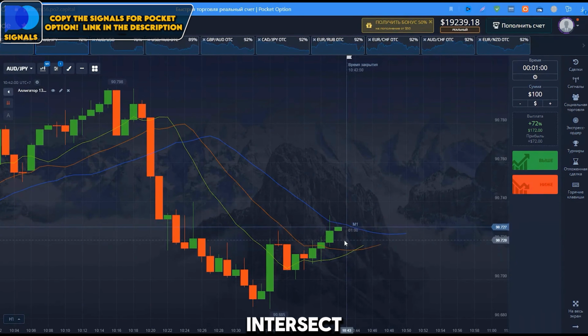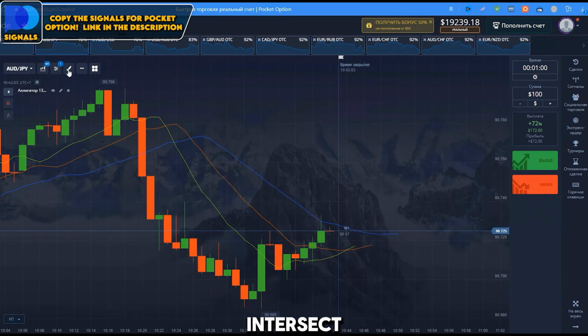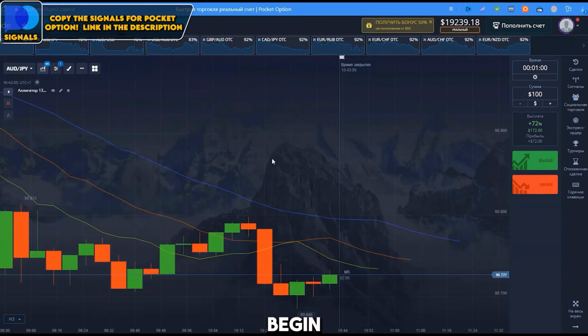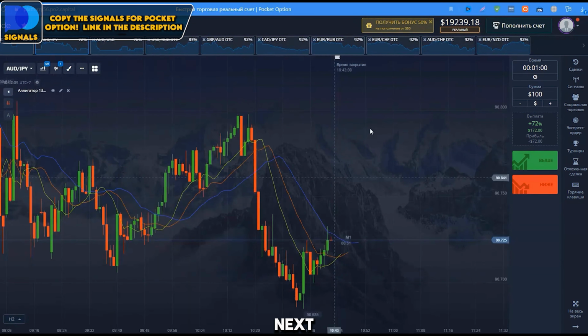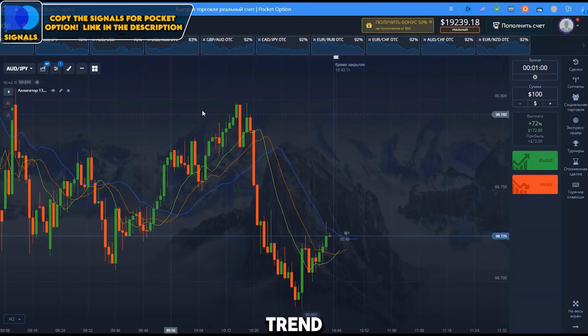If these lines intersect with each other or start to intersect, or if you see that the candles begin to go into some channel, then we avoid such situations. Next, after finding a strong trend, we wait for the price to touch one of the alligator's lines. If you have switched to the asset and the price is already there, great. We wait for the candle to close and then enter the main trade in the direction of the trend with the new one. That's it.